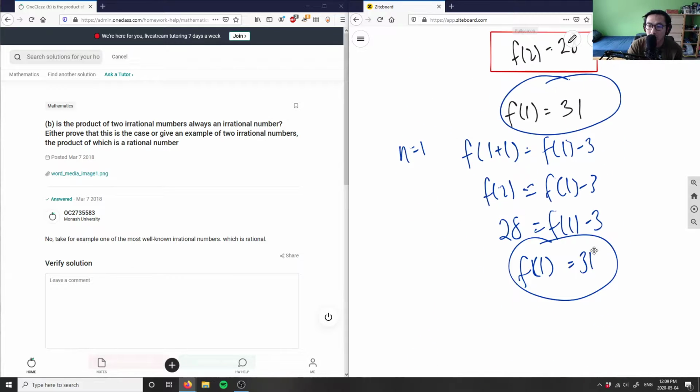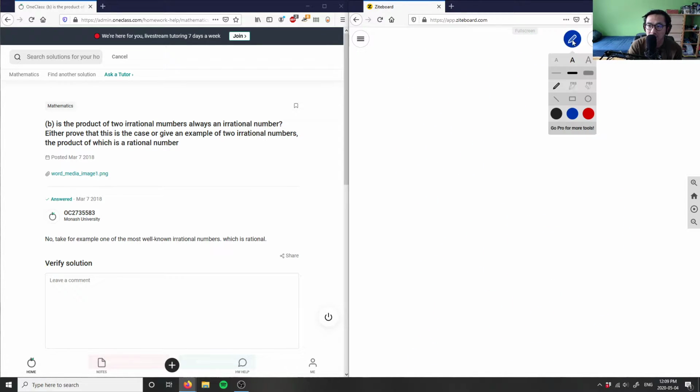Okay, that's number 1. Number 2 is asking, is the product of two irrational numbers always an irrational number? Either prove that this is the case, or give an example of two irrational numbers, the product of which is a rational number. So it's asking us number 2. It's kind of a thinking question here.